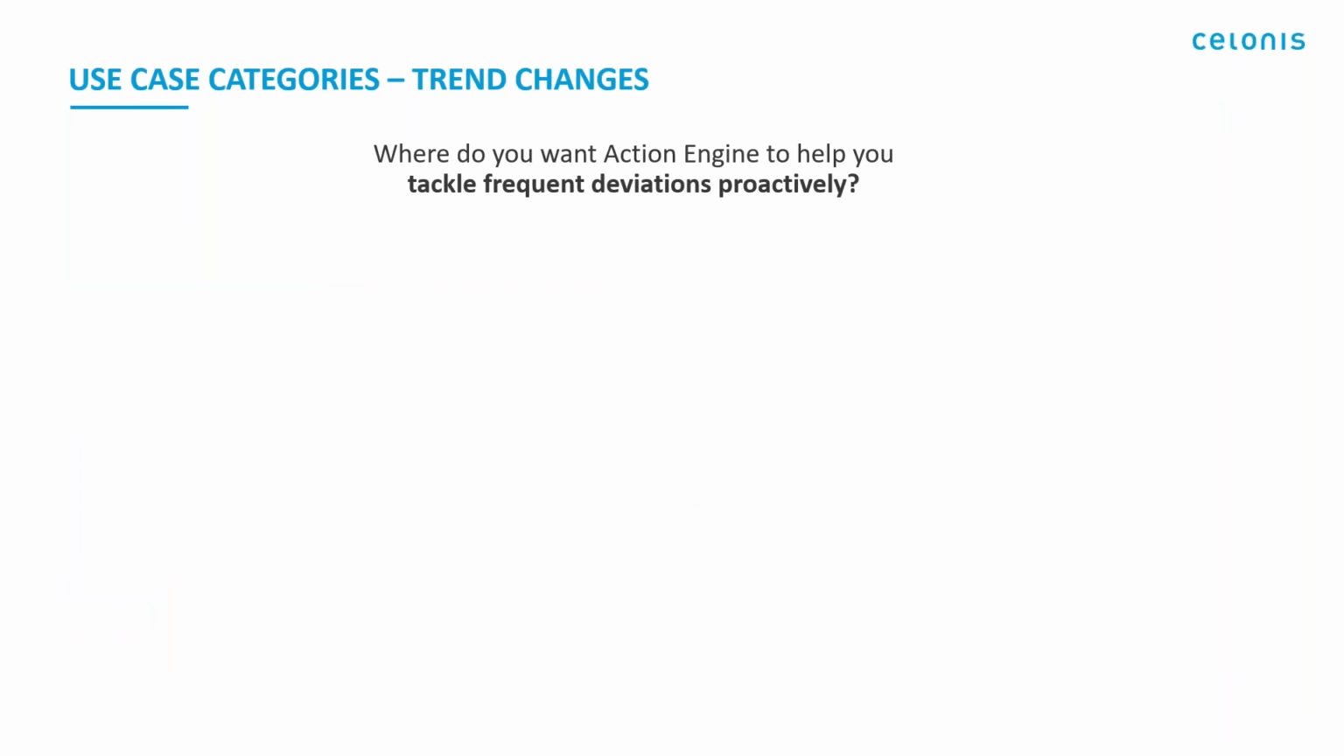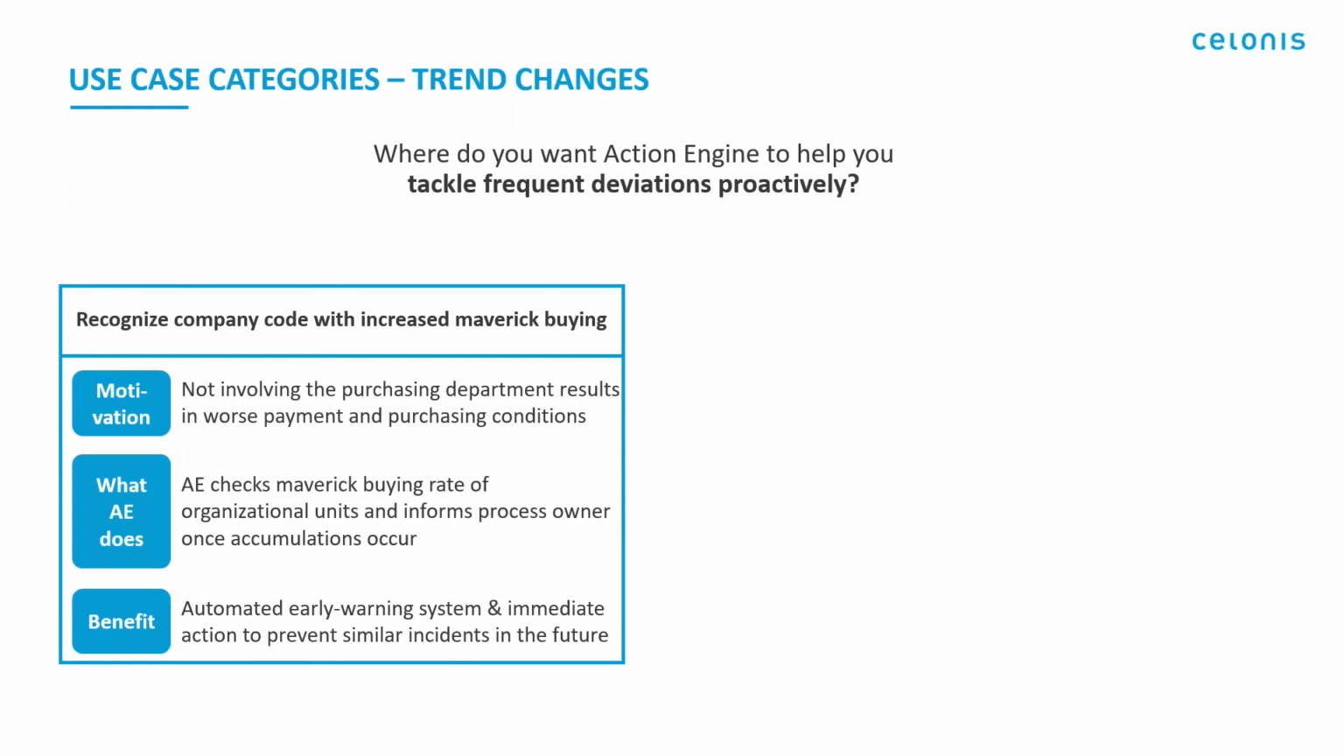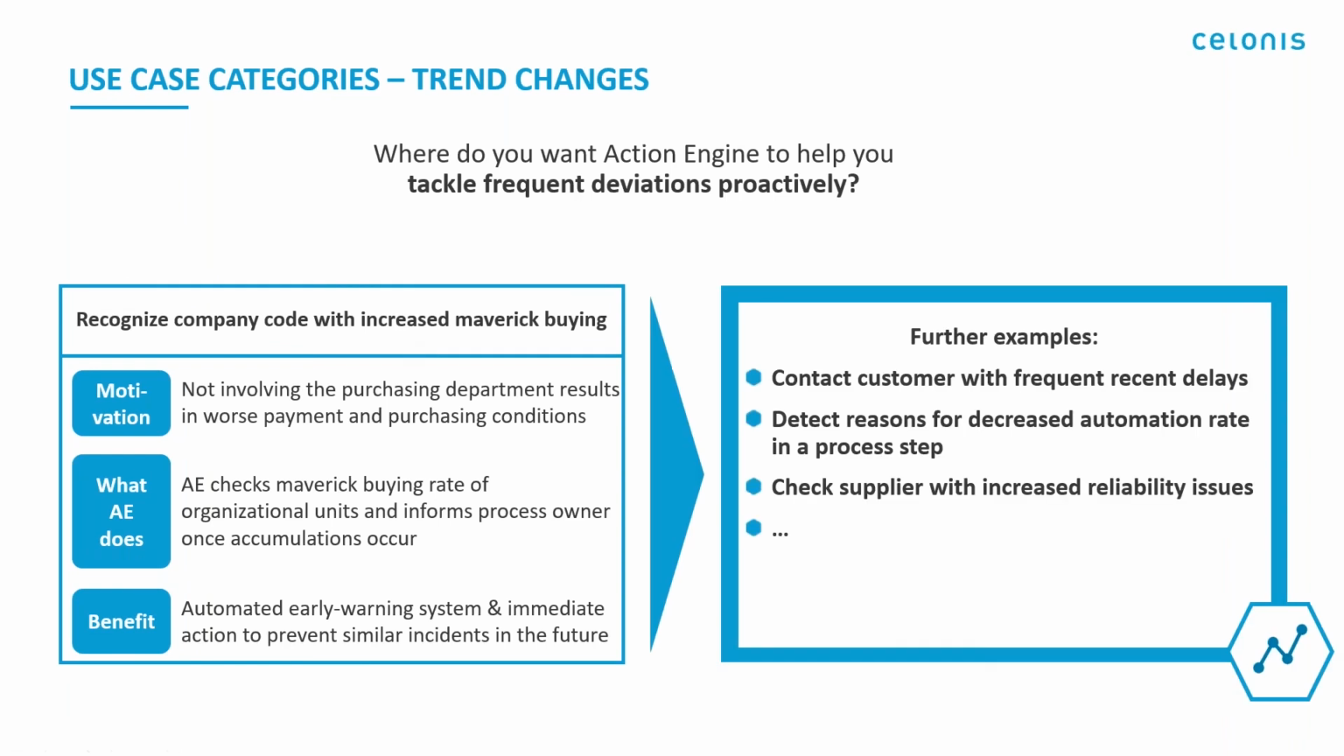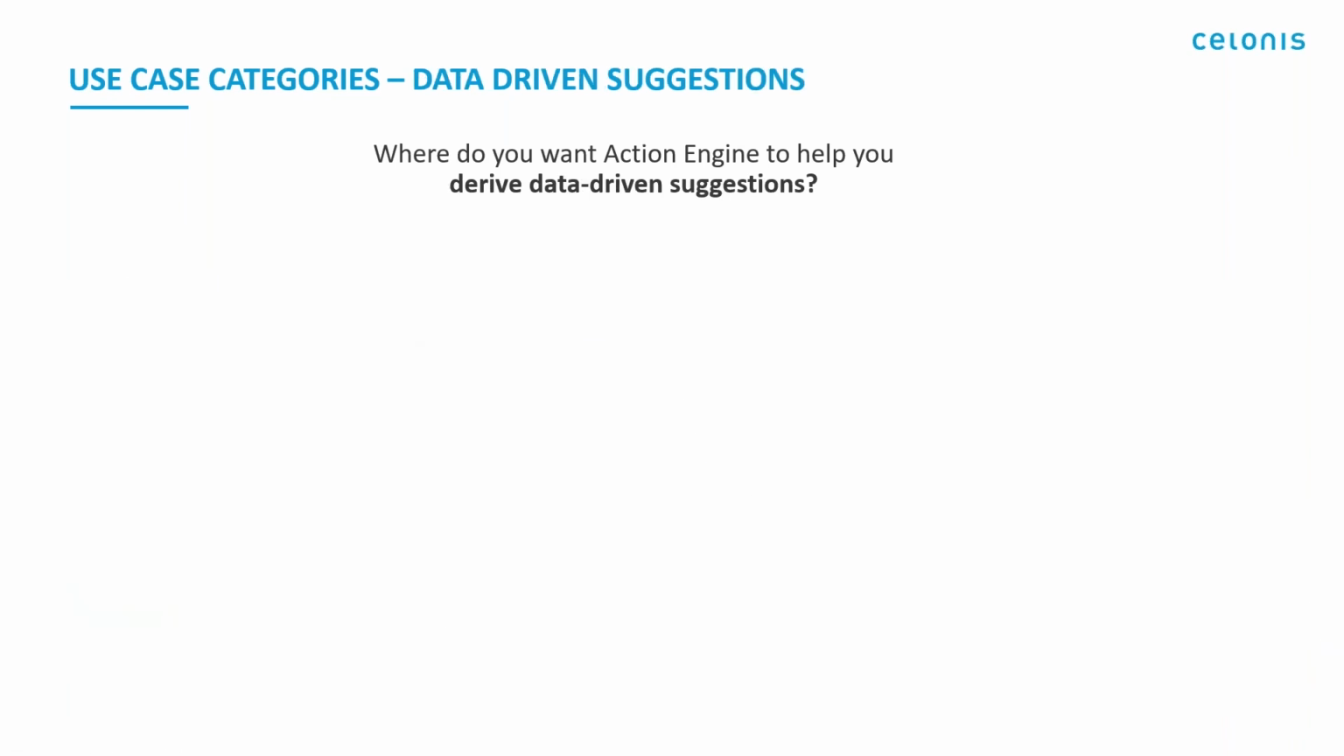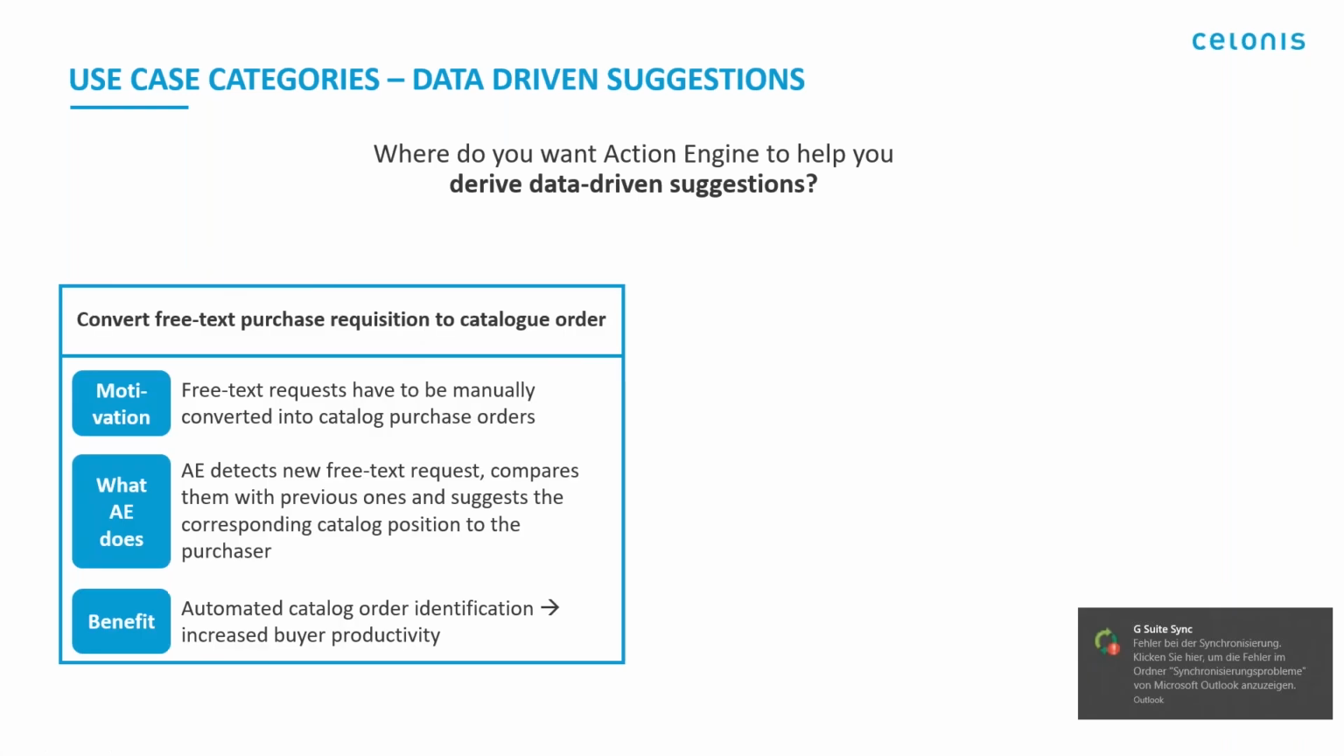In a similar way, you could think about how to recognize trend changes in the process. So whenever, just as one example, you have a company code for which you observe increasing maverick buying, so a change in trend with respect to that company code, you could generate a signal and work on that. And as a very last example, and before going on, just in general, you can derive all kind of data-driven suggestions that you can think of.